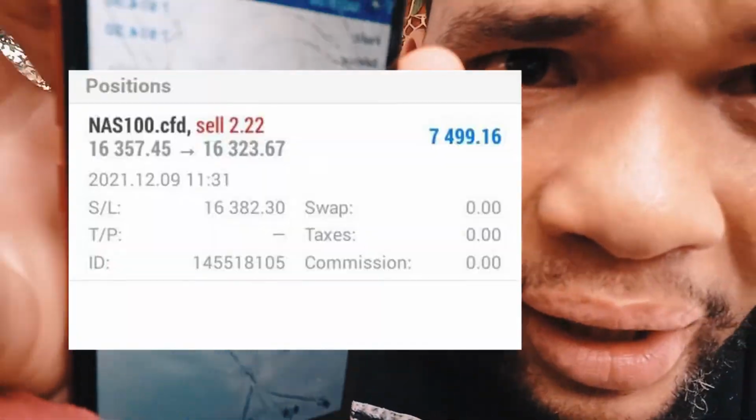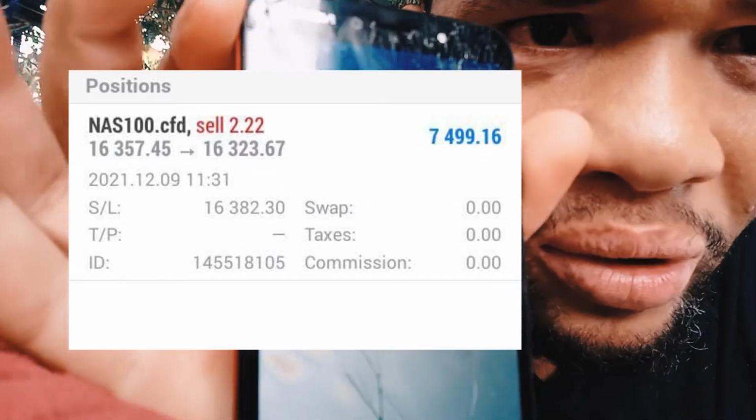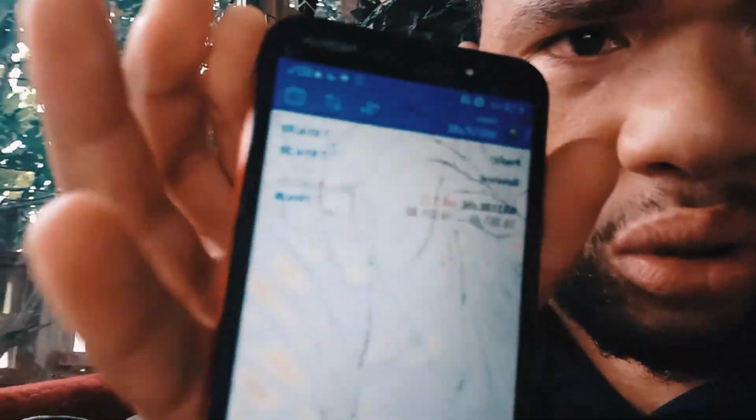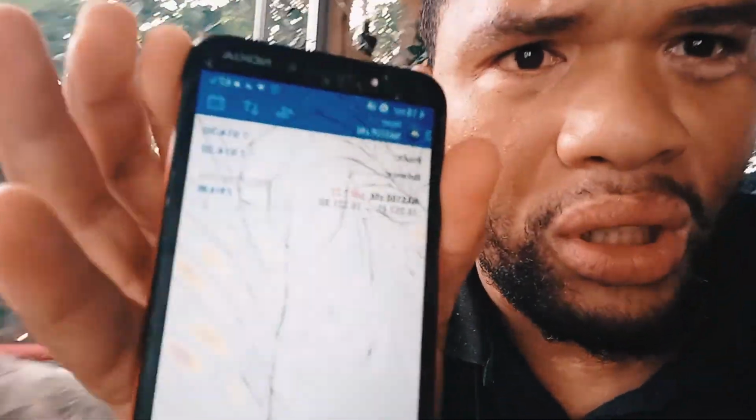Let me just show you guys the proof in the pudding. Right, let me just get this focus right. What's up with that? I will just post a screenshot for you guys, then focus is out.